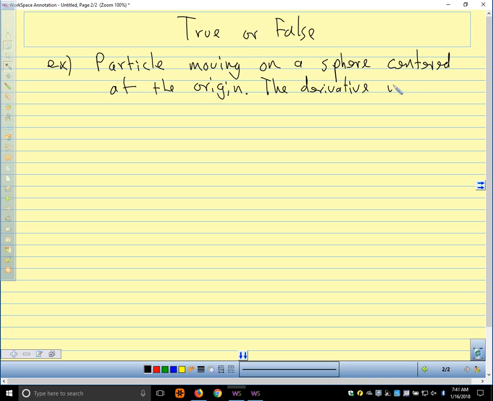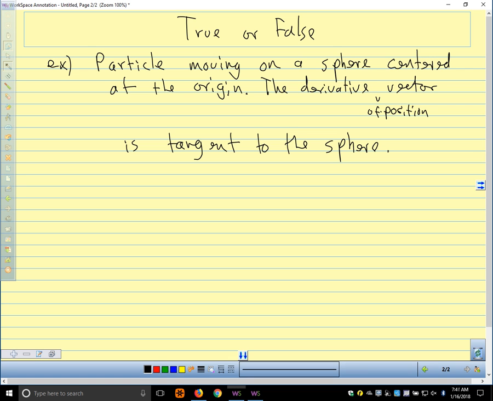The derivative vector, and this is the derivative of the position, is the velocity vector. So the derivative of the position vector is tangent to the sphere. This is asking, for any value of t, is the derivative vector of the position vector tangent to the sphere? True or false? It should be, yeah.